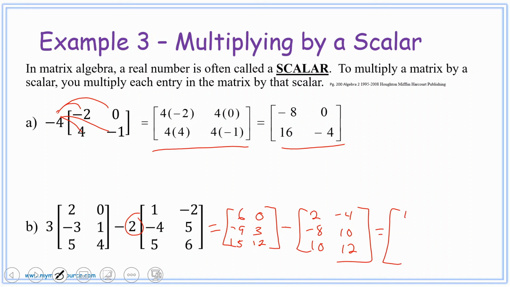6 subtract 2 is going to give us 4, and then following suit, 0 subtract negative 4. Well, that's 0 plus 4. That's going to give us 4. Negative 9 subtract a negative 8. That's going to be plus 8. So negative 9 plus 8 would give us negative 1. 3 subtract 10 would be negative 7. 15 subtract 10, well, that's going to give us 5. And then the 12 subtract 12, that will give us 0. Notice that we did each entry with its corresponding entry.